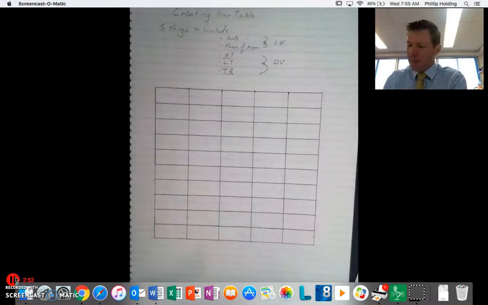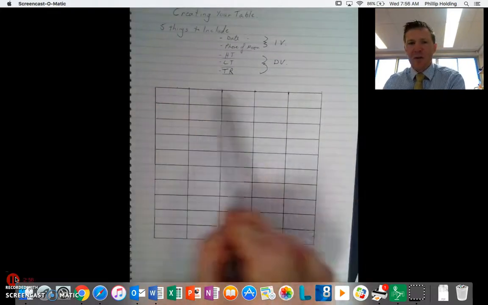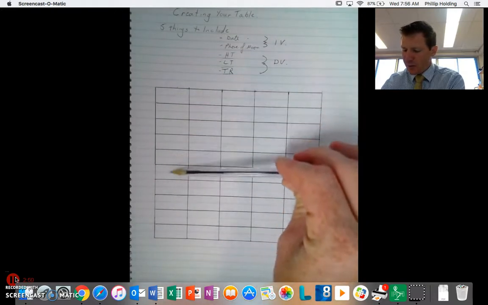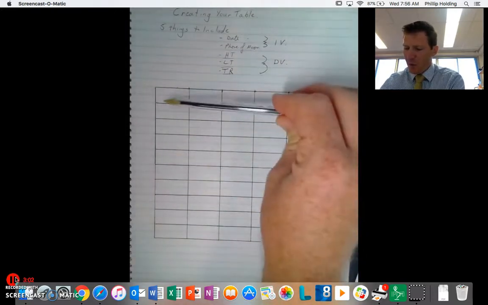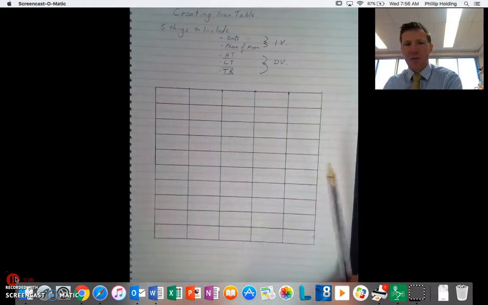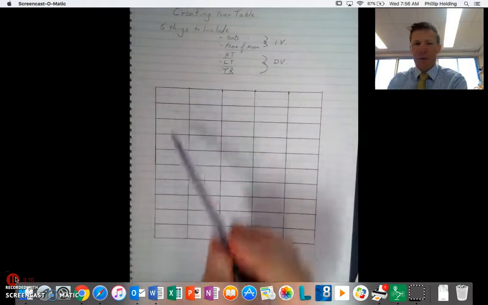So I've done my table now, and I've got 5 columns, 1, 2, 3, 4, 5, and then I've got 10 rows, 1, 2, 3, 4, 5, 6, 7, 8, 9, 10: 1 for the titles, and then 9 for the dates and the corresponding information. And all I then need to do is go and put in my titles and put in my dates.